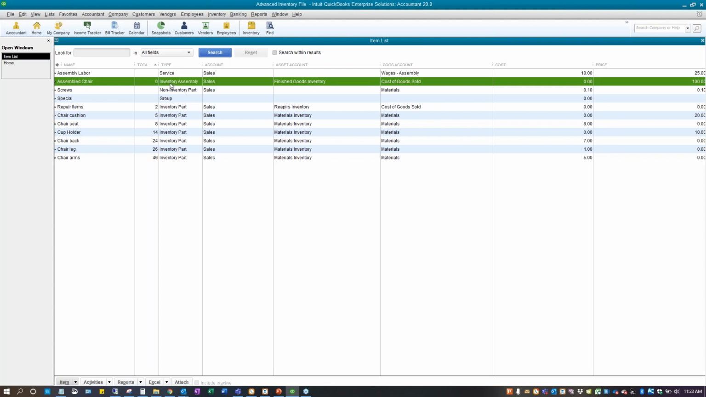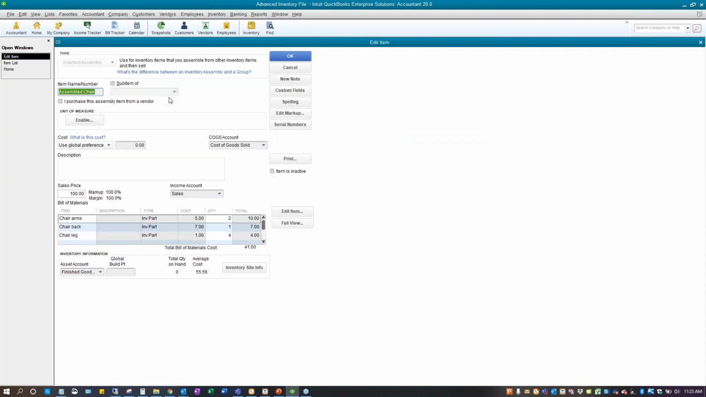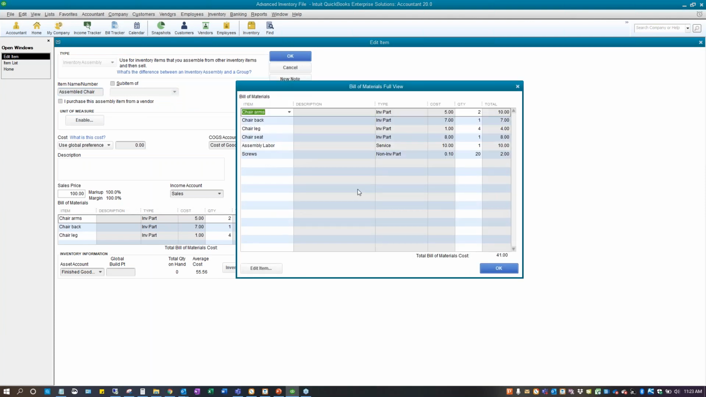So I wanted to talk about the inventory assembly. This is where you name your assembly. And then this is the big key to this right here. This is where you build your chair. So all of these have to be created as individual items first. Notice that I added some labor. Again, that had to be its own item. Then I also added screws. So this chair takes 20 screws.